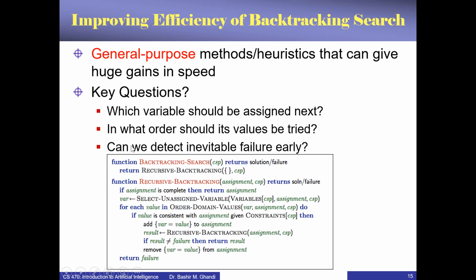All right. And then the other question is, can we detect inevitable failures early enough so that we don't waste time continuing the search when actually we know it's eventually going to fail? Again, the answer to that question is yes. So based on these three questions, we're going to find ways to actually improve the efficiency of the backtracking search algorithm for CSP problems.